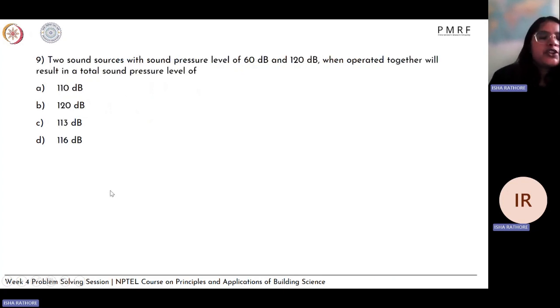Okay. So moving on to question 9. Two sound sources with sound pressure levels of 60 decibels and 120 decibels, when operated together, will result in a total sound pressure level of A, 110 decibels, B, 120 decibels, C, 113 decibels, and D, 116 decibels.